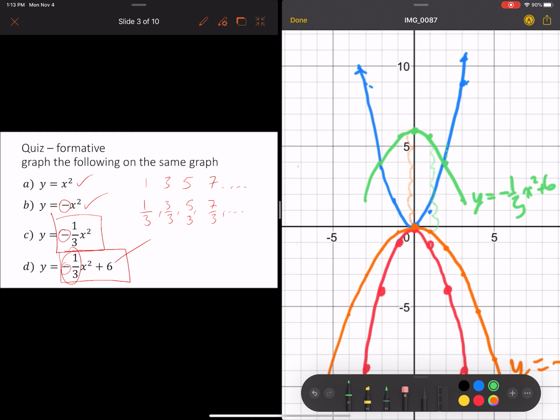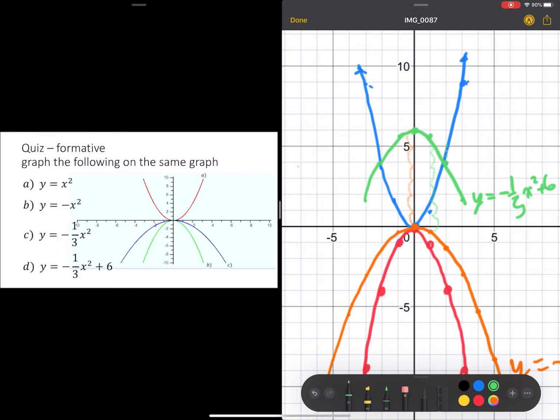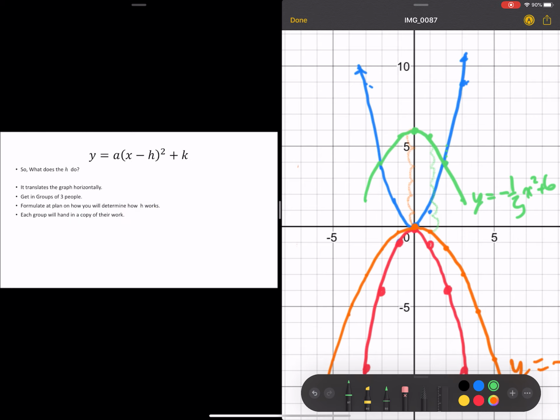All right, let's move on to our next slide. By the way, if you go through the slides, you will see that it's basically exactly the same thing, but we just drew it out.